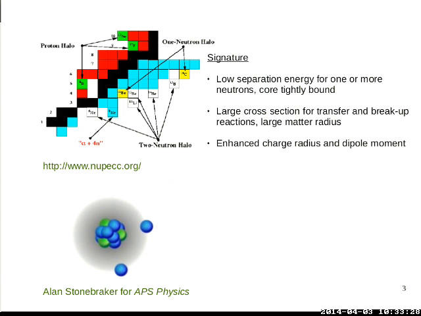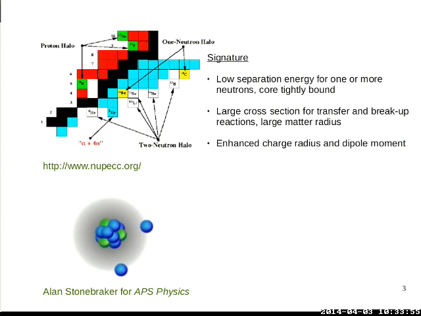So these are some properties of halo nuclei. They have a low separation energy for one or more neutrons. Now I'm focusing on neutron halos for the rest of my talk. So low separation energy for one neutron or a few neutrons. The rest of the neutrons and protons are tightly bound into a core. These nuclei have large cross-sections for transfer and breakup reactions involving the halo neutrons, and they have a large matter radius.